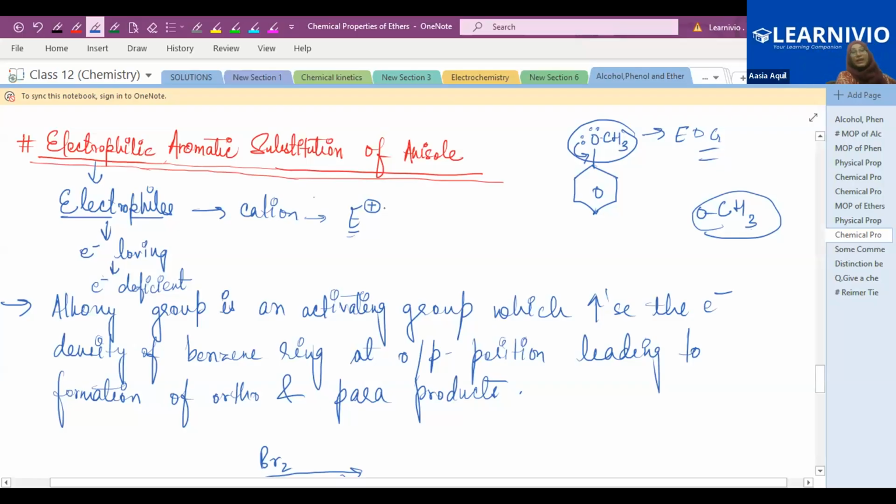Okay, so electrophilic aromatic substitution of anisole. So what is electrophilic substitution? It means an electrophile will come and replace some atom. One atom or a group of atoms will be replaced by some electrophile. So that's the electrophilic aromatic substitution of anisole.